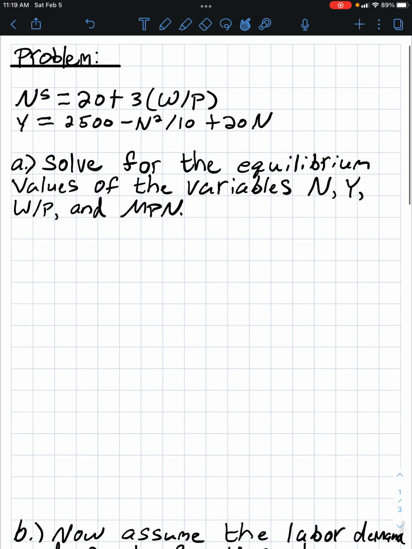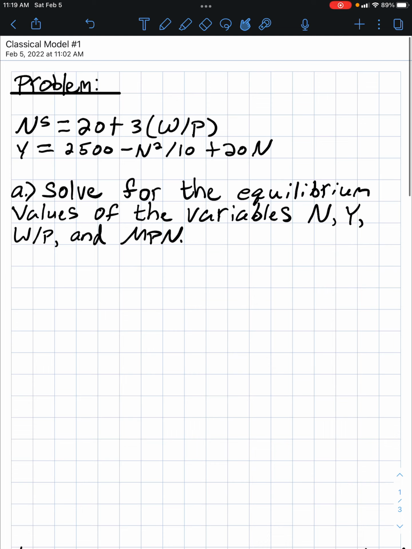Welcome back. Hopefully you were able to solve this problem. Now let's solve it together. So, firstly, from our original two equations given, how do we find our MPN, or our marginal product of labor? Well, a marginal product of labor, or MPN, is just the derivative of the production function.